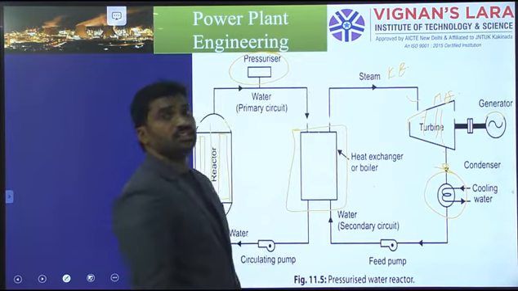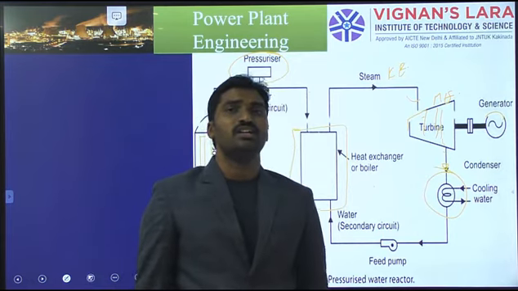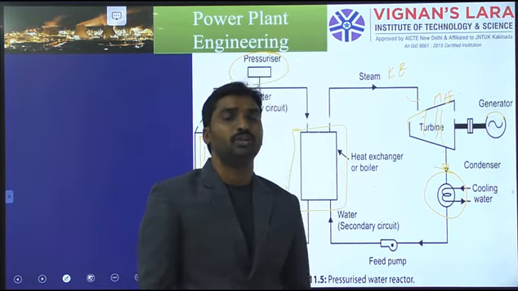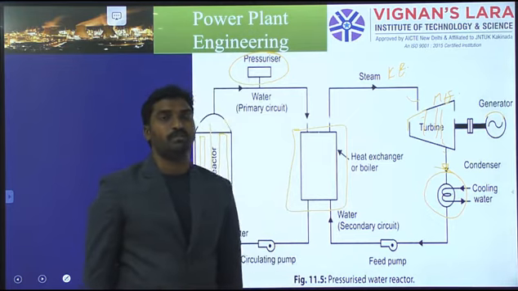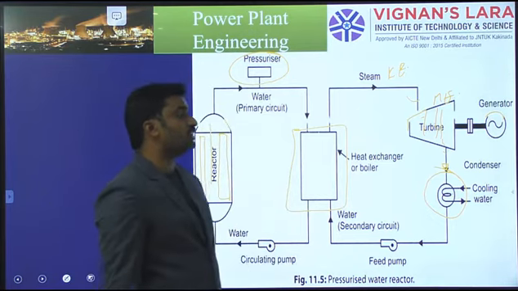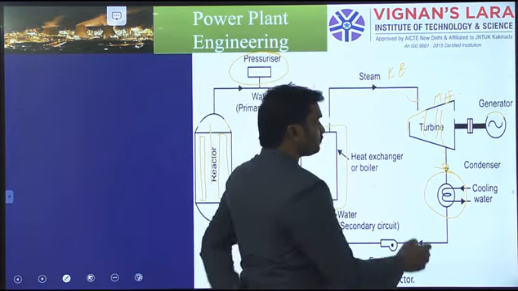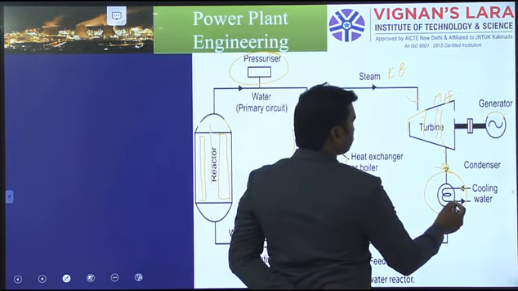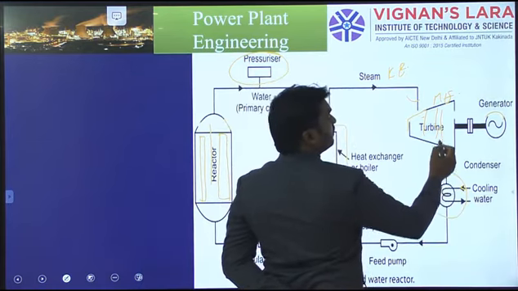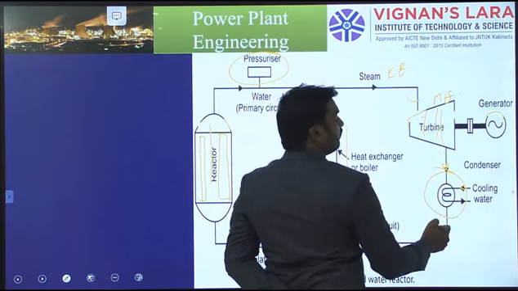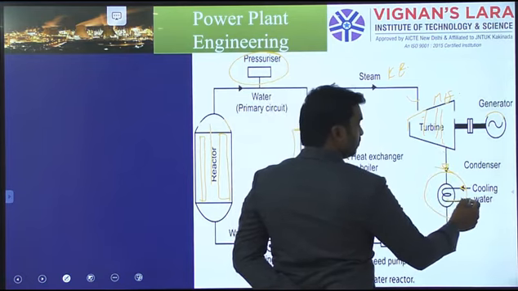Okay. So the condenser is a device that condenses the steam into liquid form. For that purpose, what do we need to supply? We need to supply cooling water here. So here the cooling water comes in, and then the high temperature steam is converted into water, and the water is removed here.